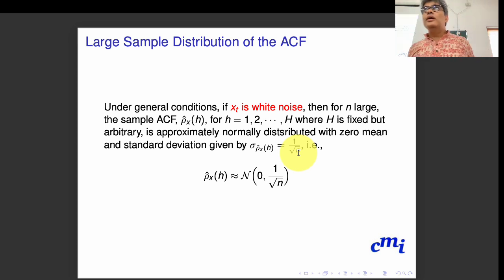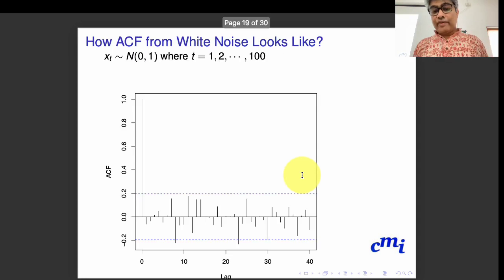So this result is known. The result says if my underlying series X is a white noise, then the autocorrelation function will approximately follow a normal distribution with mean 0 and variance 1 over square root of n. Now this is an interesting fact.